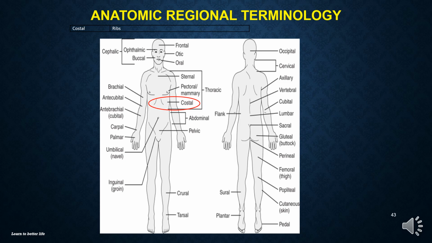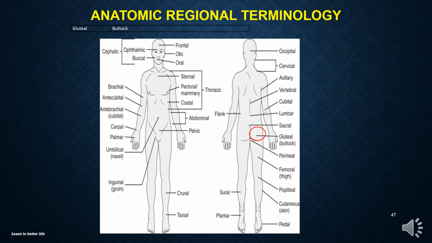Costal means ribs. Cubital means the posterior surface of the elbow of the arm. Femoral means thigh area. Flank means the side of the trunk adjoining the lumbar region. Most of the time, the flank area is used to access and feel the kidneys.